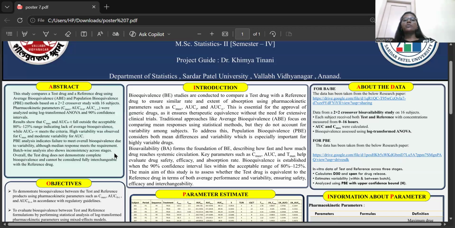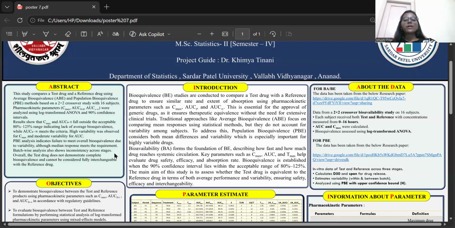To address this, population bioequivalence considers both mean difference as well as variability, which is especially important for highly variable drugs such as inhalers. And bioavailability forms the foundation of bioequivalence, describing how fast and how much drug reaches systemic circulation. Its key parameters are Cmax, AUC, and Tmax, which help to evaluate drug safety, efficacy, and absorption rate.